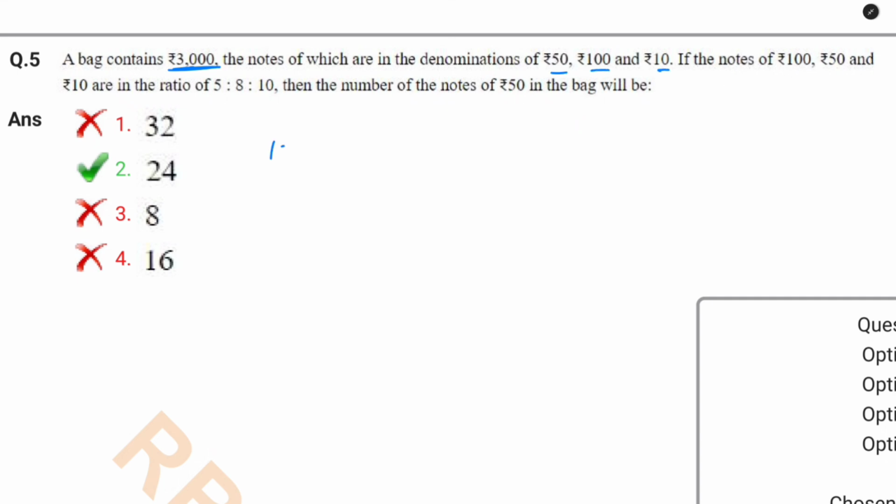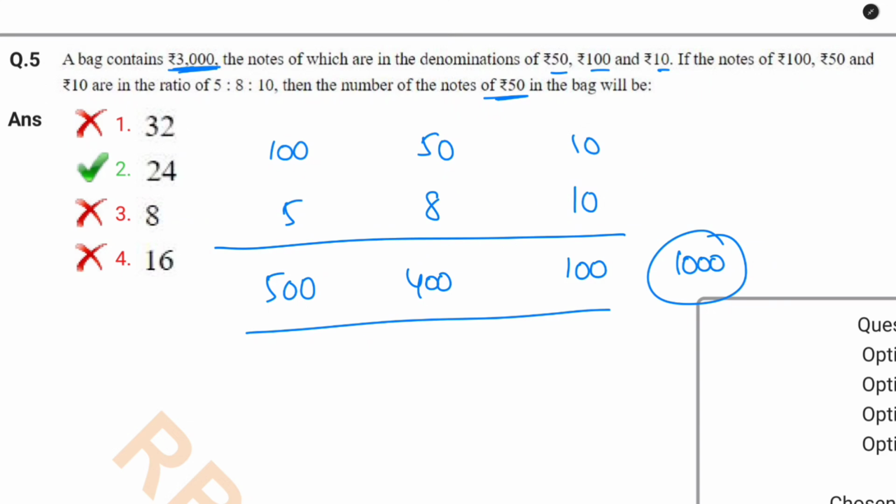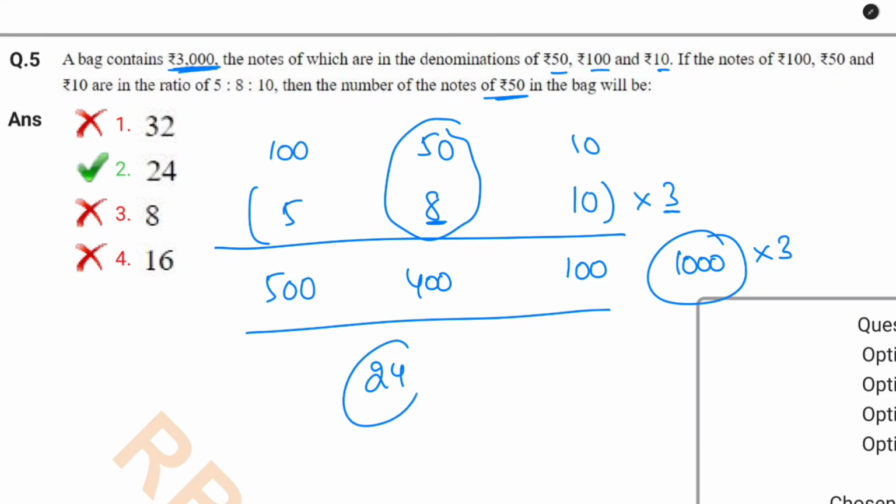If the notes of 100, 50 and 10 are in the ratio 5 is to 8 is to 10, the number of notes of rupees 50 in the bag will be. So this will become 500, 400, 100. So the total will be 1000. But in the bag it is 3000. So that means we have to multiply by 3. So the notes will also be multiplied by 3. Then the 50 notes will be 8, we have to multiply by 3, so it will be 24 notes.